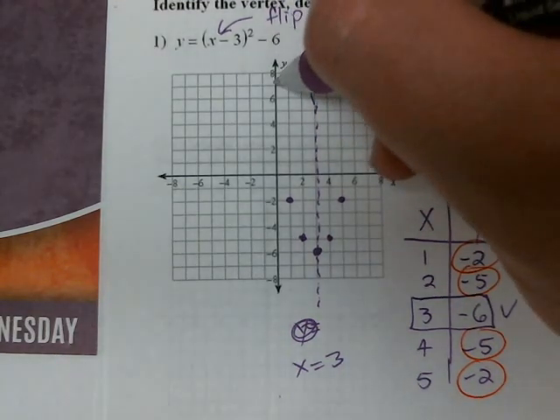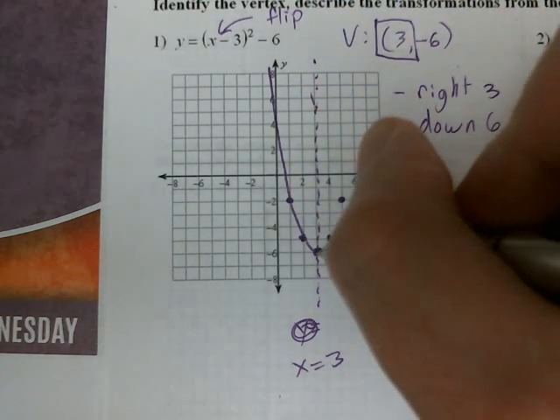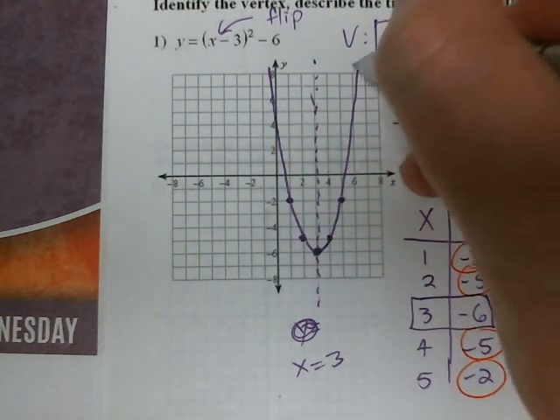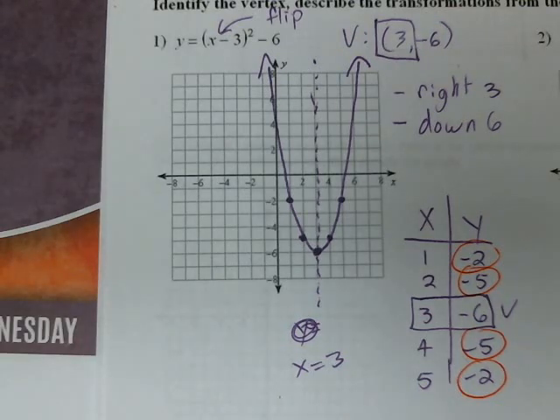So now I can draw my graph here. Let's connect those points. Put little arrows on the end of your graph just to notate that that goes on forever. Okay, and that's how you plot a quadratic when you are in vertex form.